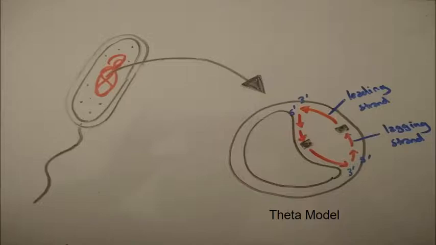Unlike eukaryotes, prokaryotes have circular DNA that follows the theta model. From the outside it looks like this, with the red area being the replication bubble and our origin of replication. Let's look a little closer at this area.